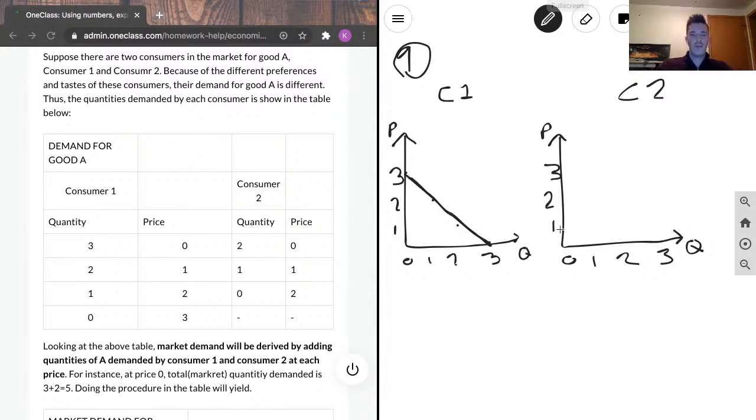For consumer 2, when the price is 2, quantity demanded is 0. When it is 1, quantity demanded is 1. And when it is 0, it is 2. So their demand curve is going to look like this.